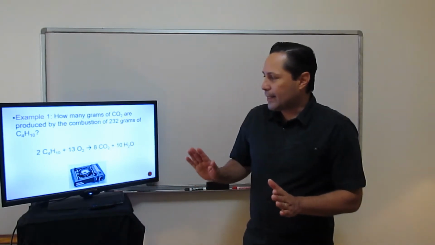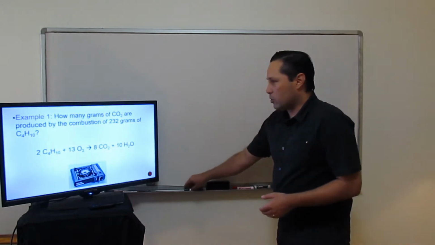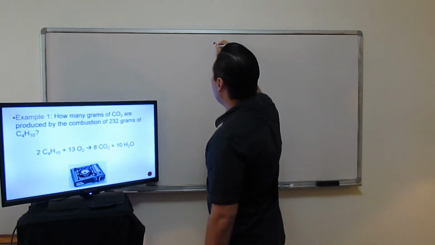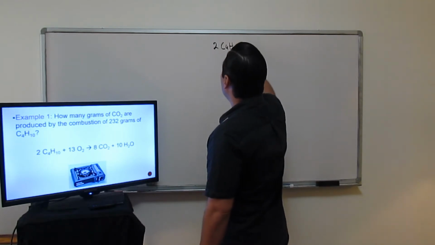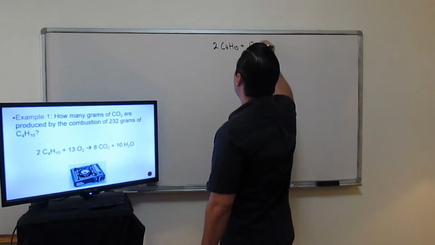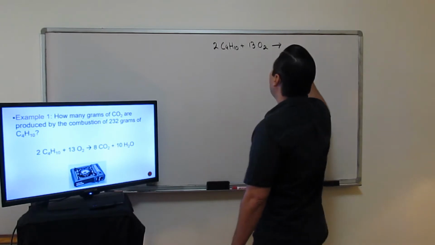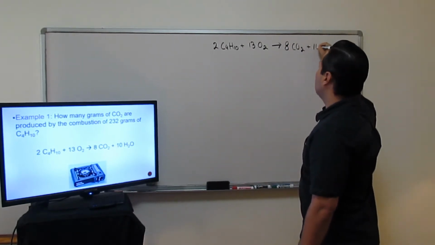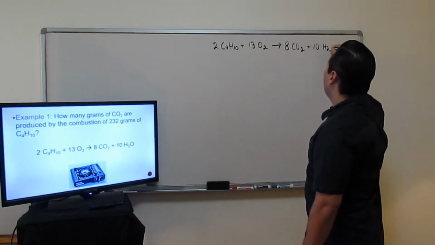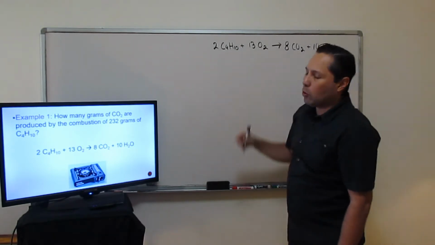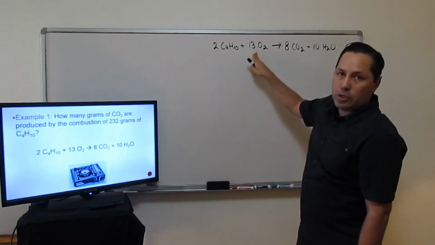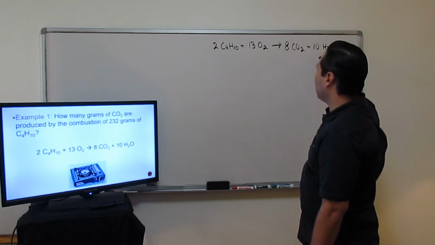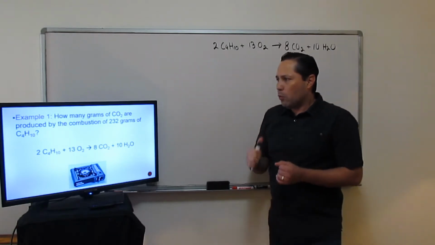So let's go ahead and solve this problem. For the balanced equation, I'm going to write it again. We're going to have 2 molecules of butane, and that's going to react with 13 molecules of oxygen, and that's going to give me 8 molecules of carbon dioxide and 10 molecules of water. So there are our mole ratios. For every 2 butanes, you need 13 oxygens, and that will yield 8 moles of carbon dioxide and 10 moles of water. So what do we do first?